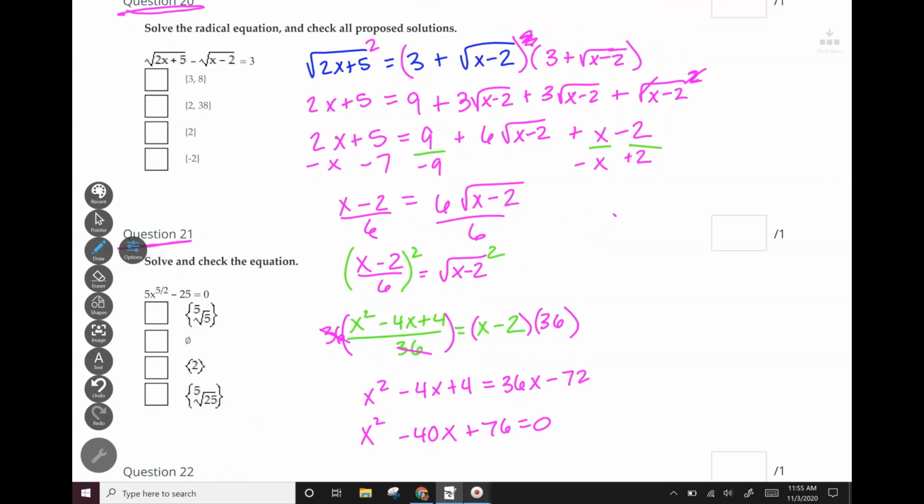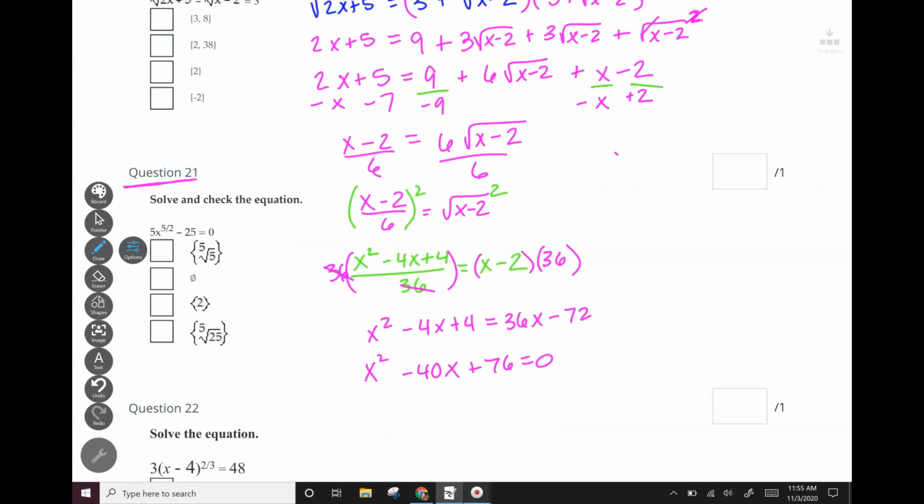Hey, how about this? We have these answer choices here, and so maybe, just maybe, we could use those to our advantage to figure out the two numbers. Did 3 and 8 multiply to 76? No. Oh, so look at the 2 and 38. 2 times 38 is 76. And negative 2 plus negative 38 is negative 40. So this factors into x minus 2, x minus 38. Perfect. So our two solutions are x equals 2 and x equals 38.